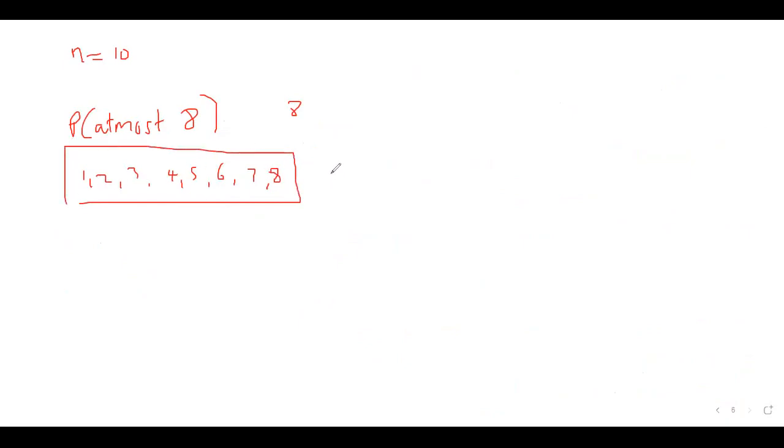But we have only 9 and 10 remaining. So the best way is simply to find the probability of 9, add the probability of 10, and subtract the sum from 1. That is when you're asked to find at most 8.